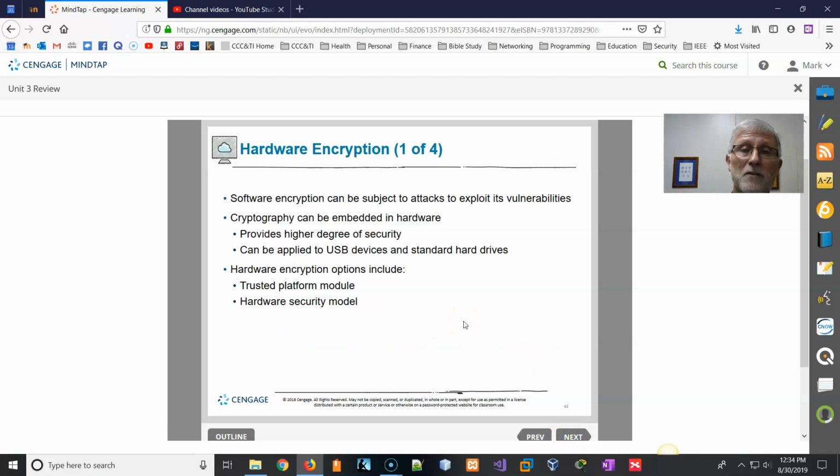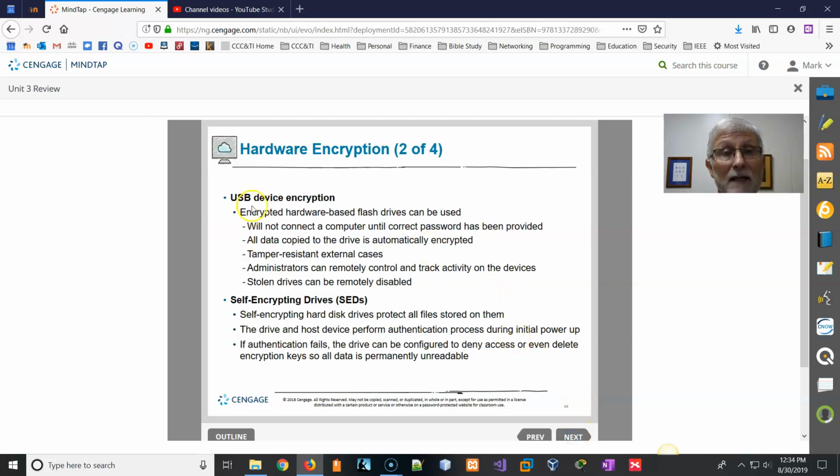Now, software encryption is subject to attack by exploiting its vulnerabilities, like any other security issue. Cryptography can also be embedded in hardware, which provides a higher degree of security, applied to USB devices and to standard hardware devices. Some of the options are the Trusted Platform Module or the Hardware Security Module. USB device encryption is based on flash drives.